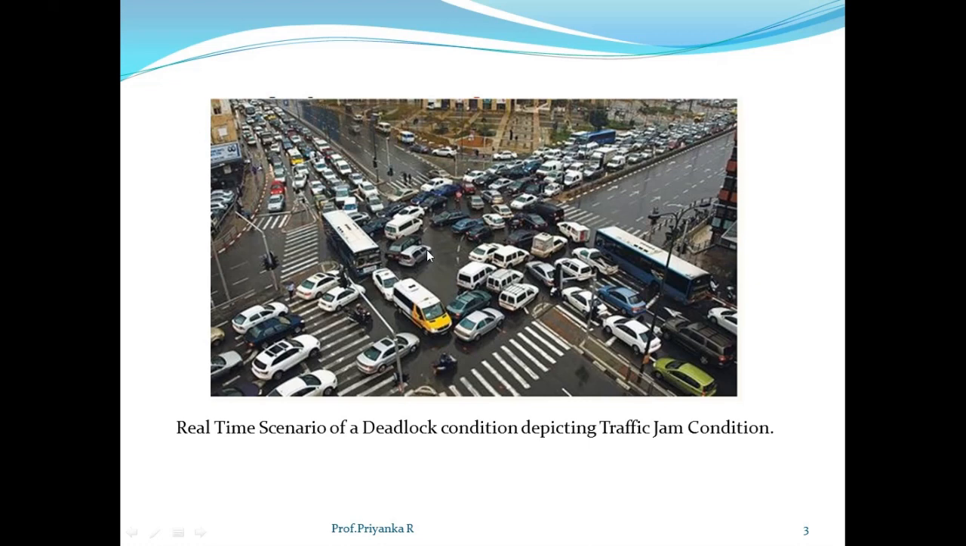So we shall see a real-time scenario of a deadlock condition which depicts a traffic jam. Here you can see that there is a junction and there are four roads across the junction, and the four roads can be termed as resources, and the cars which are moving on the roads can be termed as the processes. So in this condition, none of the cars are able to move forward in any direction because of the deadlock state, unless one of the cars in one particular direction makes way for the others to move across. In this scenario, the complete system is in the deadlock state.